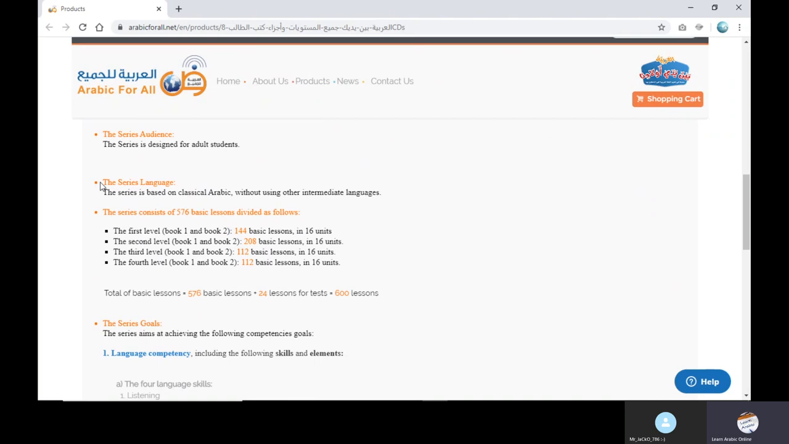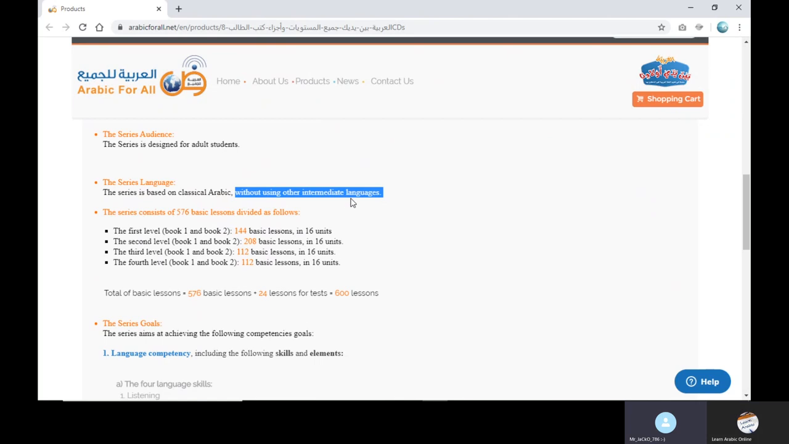Look, read this line. The series language. The series is based on classical Arabic, without using other intermediate languages. Which basically means that you do not use translation, but if you want, you can use translation. Okay, no problem. I got you.